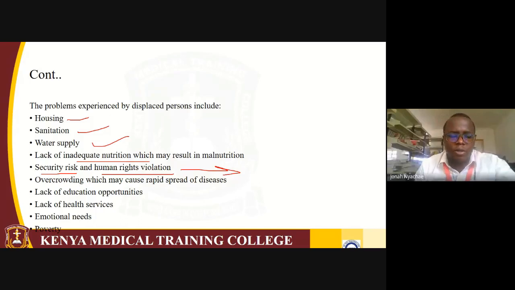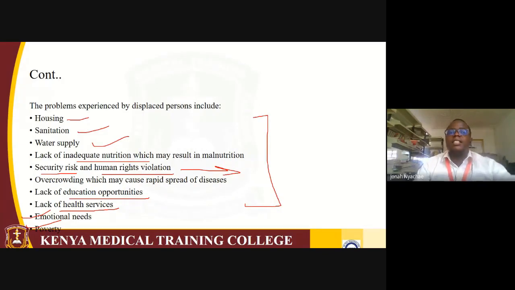People are really frustrated. There is overcrowding within those areas where people have been displaced. There is lack of education opportunities, lack of health services, emotional needs, and poverty. All these are challenges or problems that these people find themselves in. And remember, this problem they have not brought on themselves. It is just the circumstance that has dictated or has made them to be that way.